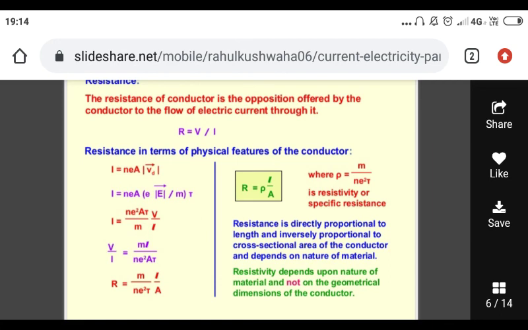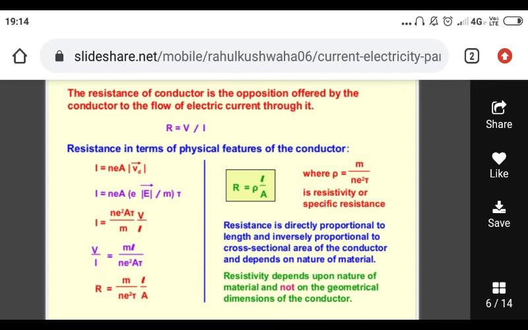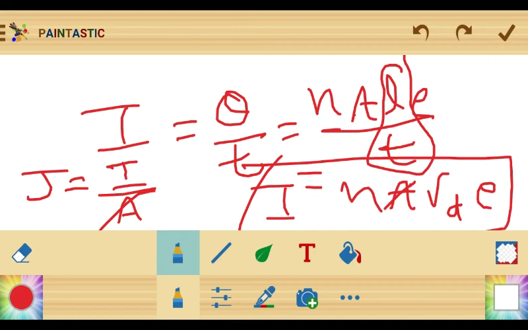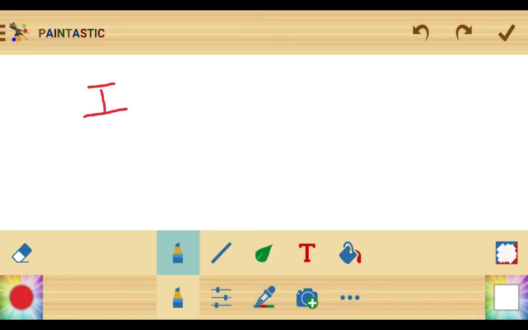Now, on continuation, the derivation: you can see I is related to Vd by n e A Vd, and after putting the value of Vd, the drift velocity, which is eE upon m tau, and from here what they have done, they simply used that E is V upon L also. So let me show you how they have done it. It is very easy, but you have to start everything from the beginning. Remember.